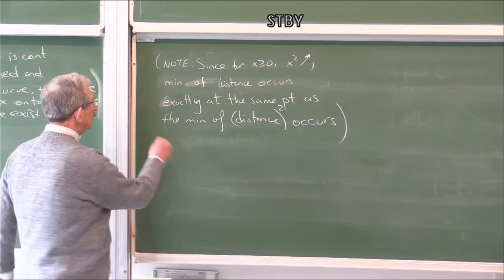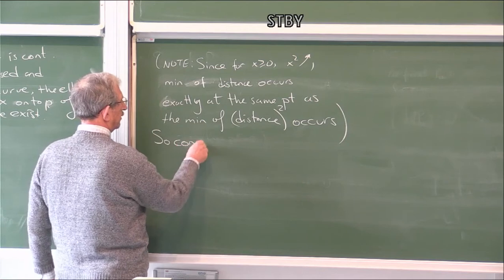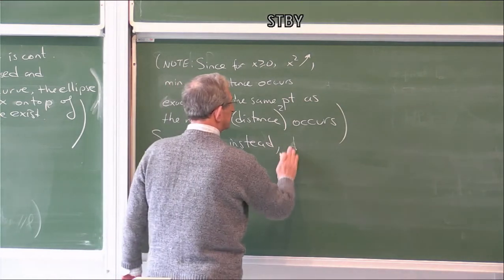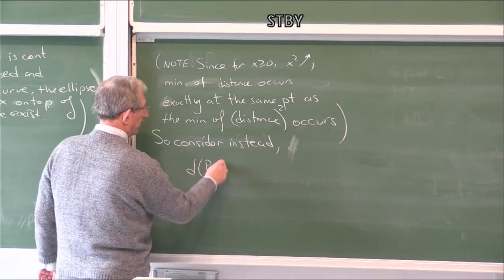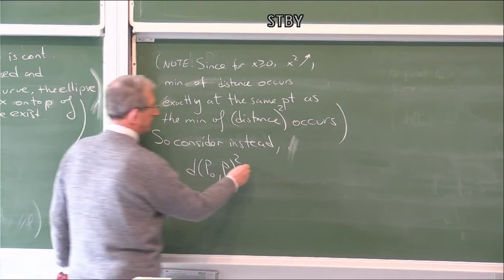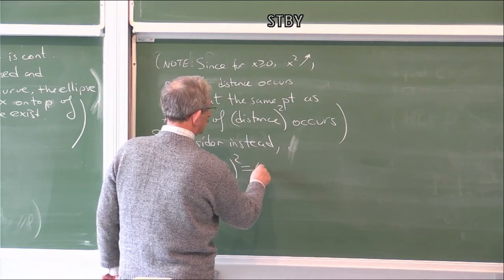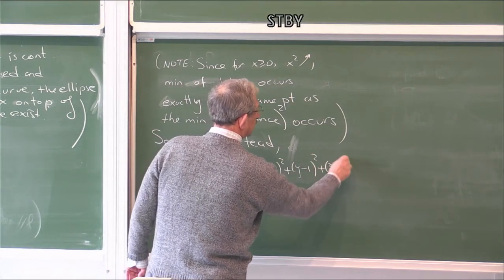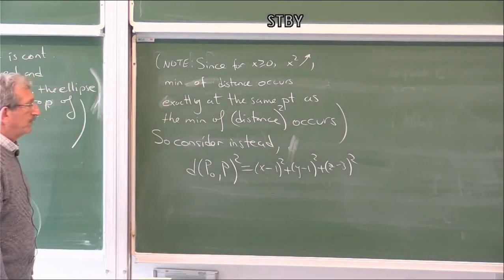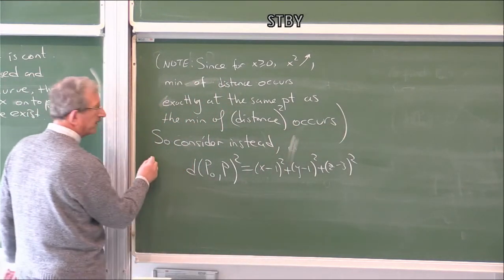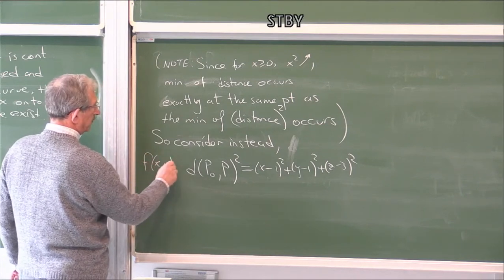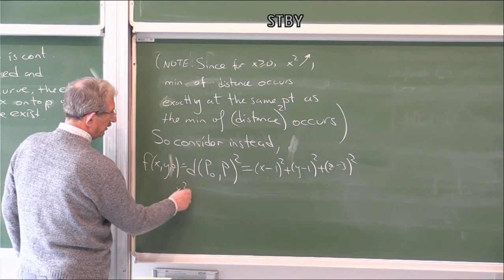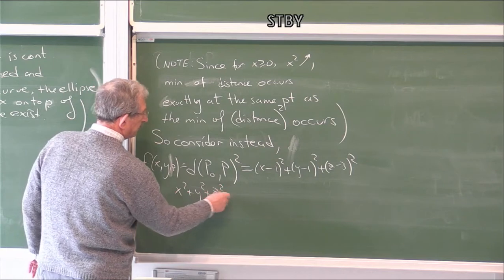Okay, so consider instead the distance between P0 and P squared. That's simply x minus 1 squared plus y minus 1 squared plus z minus 3 squared. Okay. And, of course, you can call this your function now. And, of course, the other constraint, this is a point on the sphere.